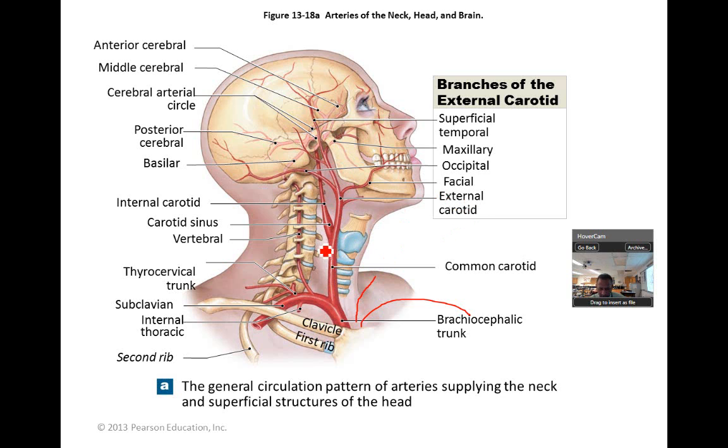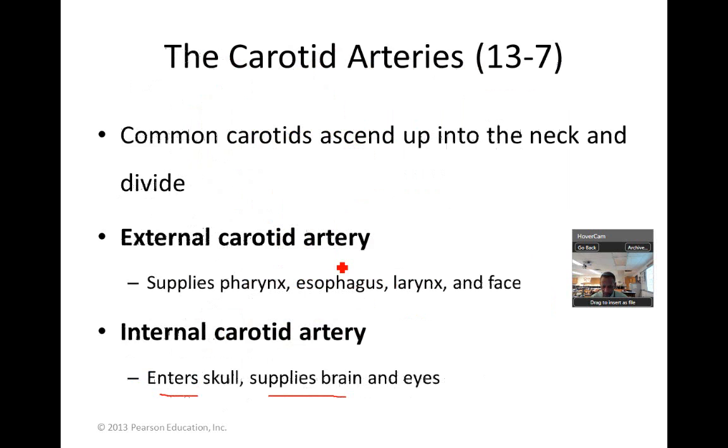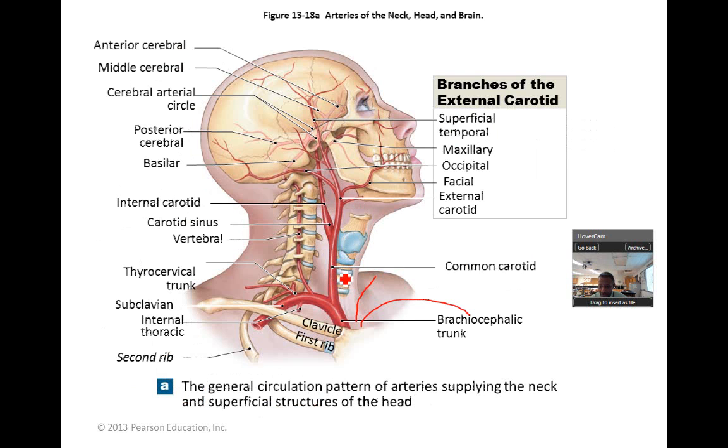You got all these different. So we expect you to know the external carotid and the internal carotid. Now, as you saw here, let's look at these blood vessels supplying blood. So let's get in here. Here's our external carotid, and then it's branching.